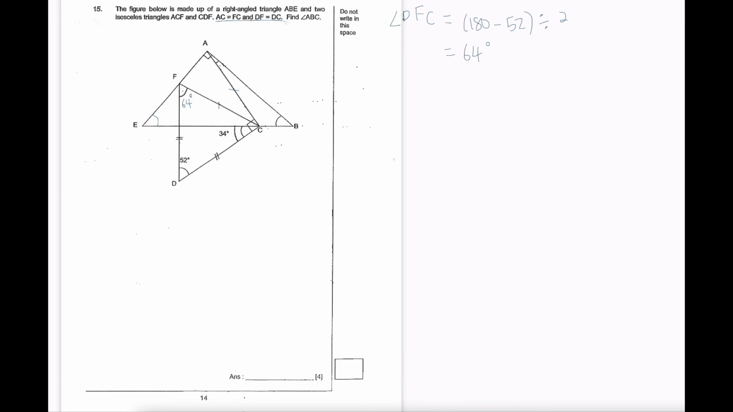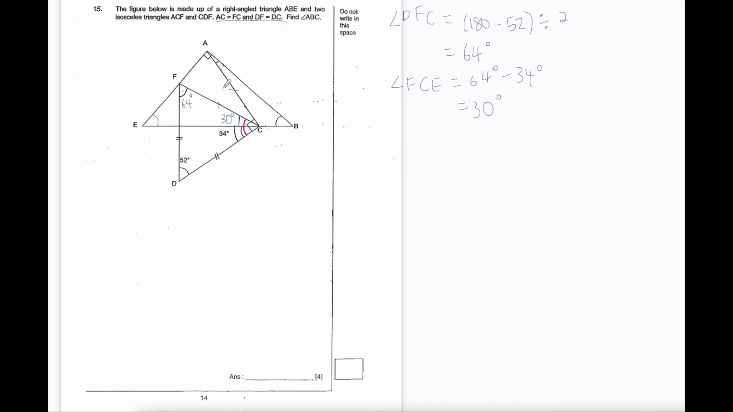I'm going to use another color. So this is also 64. The pink one. So let us find out what FCE is, which is this angle here. If the pink color part is 64 degrees, we can just find out this part by taking 64 degrees minus away 34 degrees. And I'm going to get 30 degrees. Okay, so this is 30 degrees.